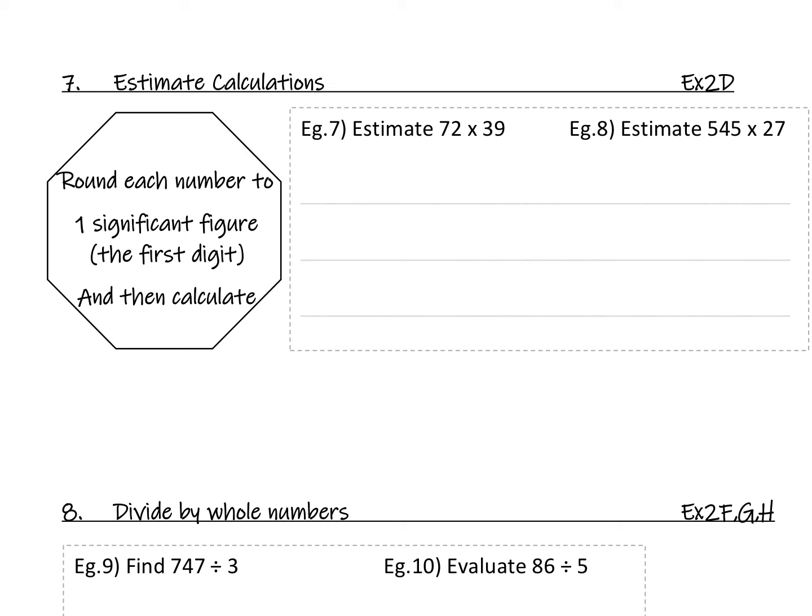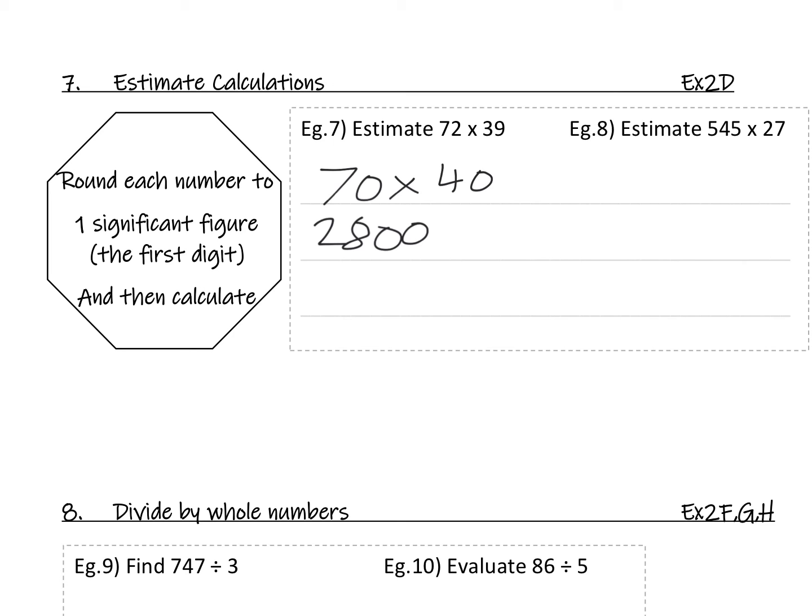Example 7. 72, the first digit is 7, so we just round to where it's at, which is in the tens column. So we round to the nearest 10. 72 is roughly 70. 39, the first digit is in the tens column, so we round to the nearest 10. 39 is roughly 40. This gives us just one digit in each number that isn't 0, so it should end up being a times table multiplication. 7 times 4 is 28, and then we've got the 2 zeros afterwards.